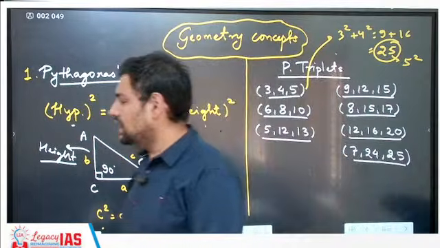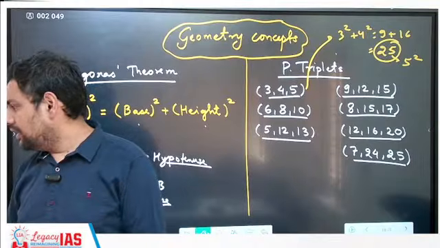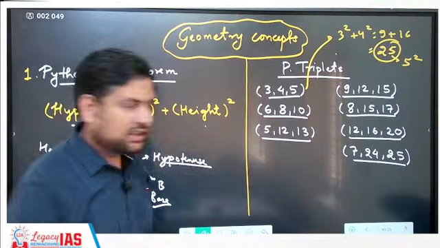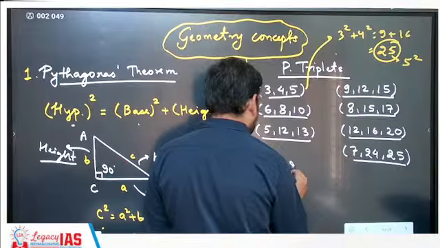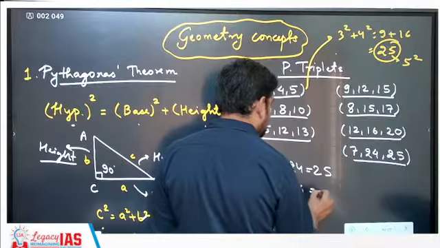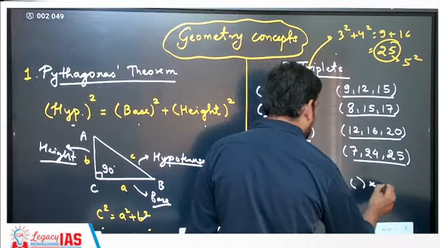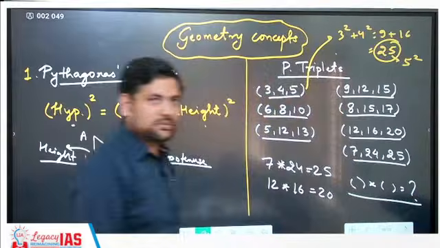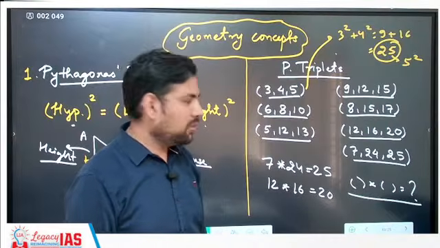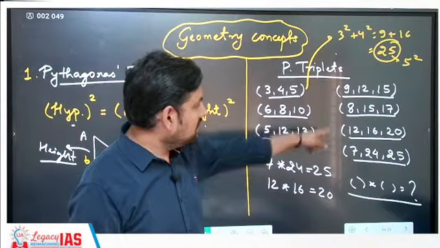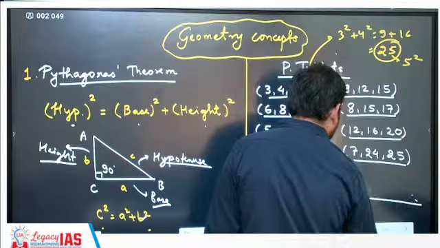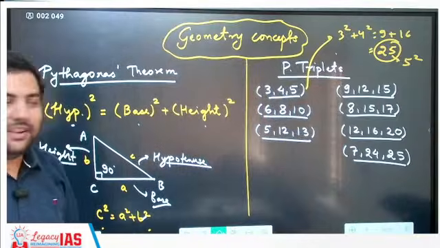In one of the questions in 2025, they gave some symbols. For example, the question looked like 7 star 24 is equal to 25. Similarly, 12 star 16 is equal to 20. Then something star something would be what? This was asked by them. It was asked like a coding-decoding or number series kind of problem, but it was actually based directly on Pythagorean triplets. So please try to remember at least these. I have made a very short list. When you remember these, it will be enough.